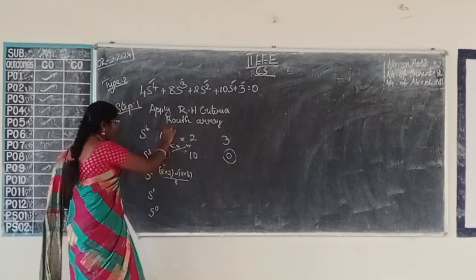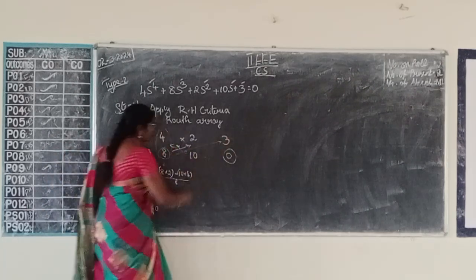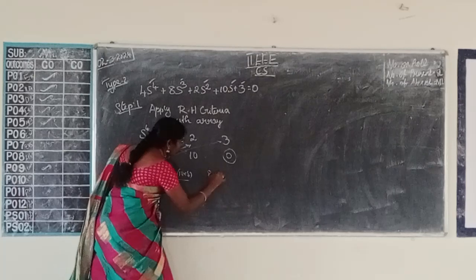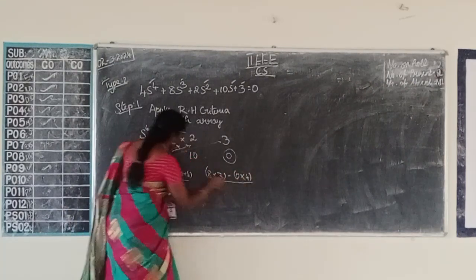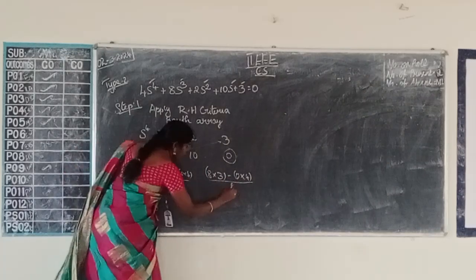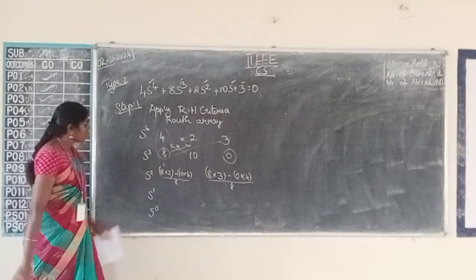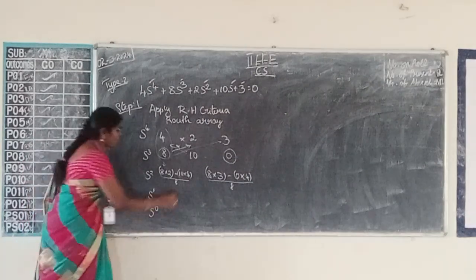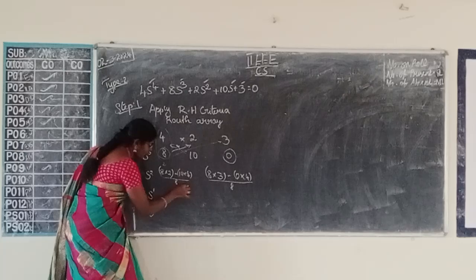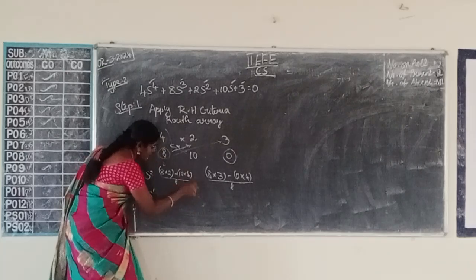With the same reference we will take the third one also. That is 8 into 3 minus 0 into 4, divided by the reference, which is 8. On solving this, what will we get? Minus 3. Okay, so here you are getting a negative value.